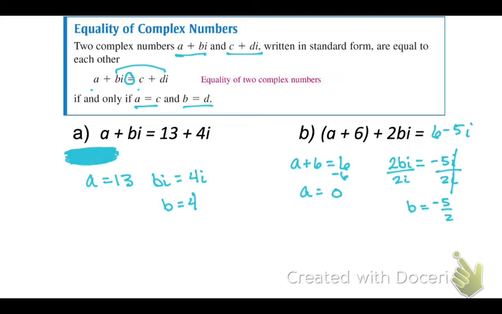This is one of those duh rules, I think. Because if they're equal, don't the real parts have to be equal? And the imaginary parts have to be equal? But what do we do when it's those duh rules? We tend to forget about them, don't we?